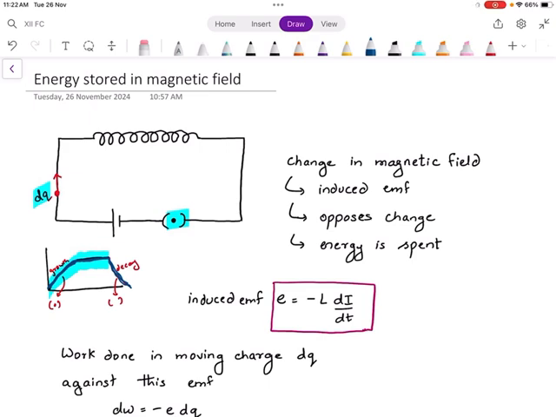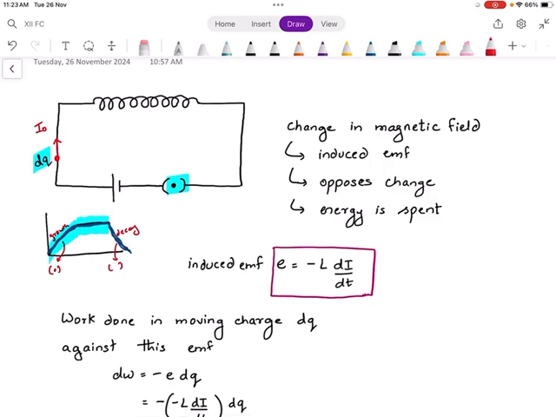So we have to spend some energy in establishing a continuous steady current I naught through this circuit. Now let's see what this energy that is spent is, and where it is stored in the inductor.